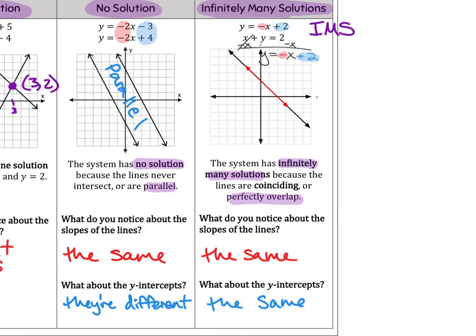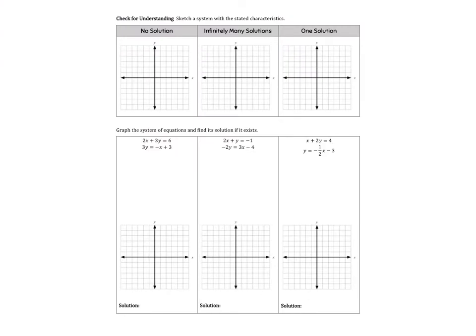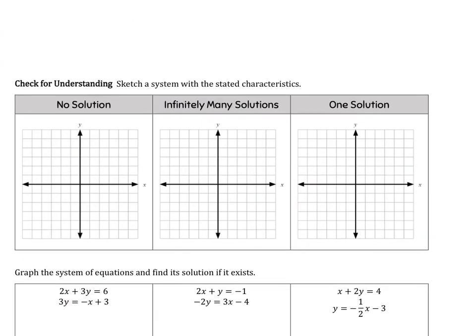Let's go to the back of your notes for a second, and I want you to fill out this top part. Notice it says sketch a system. Doesn't have to be perfect. That's why we didn't get out rulers. But I want you to sketch a system just for me to check and make sure you got it with those 3 characteristics. Okay, take a second to do that. Shouldn't take us very long.